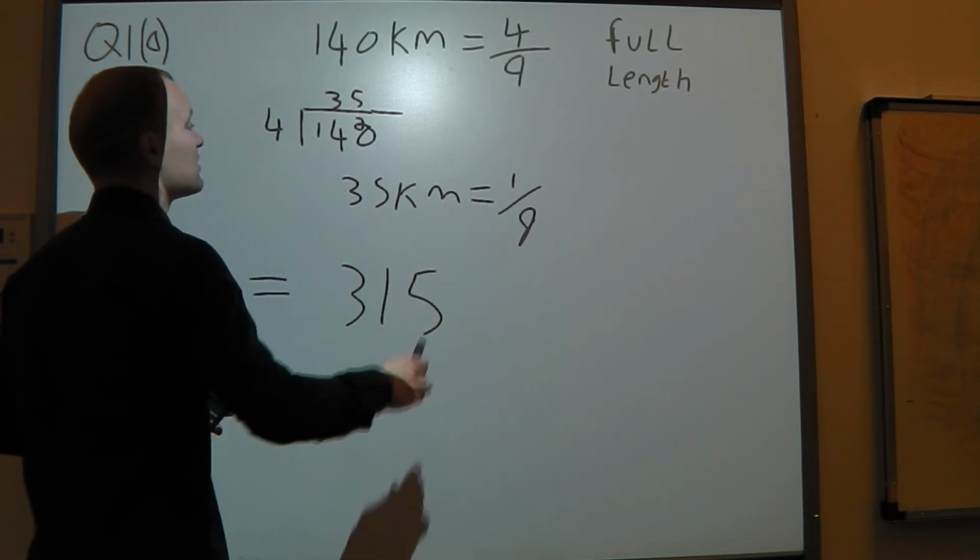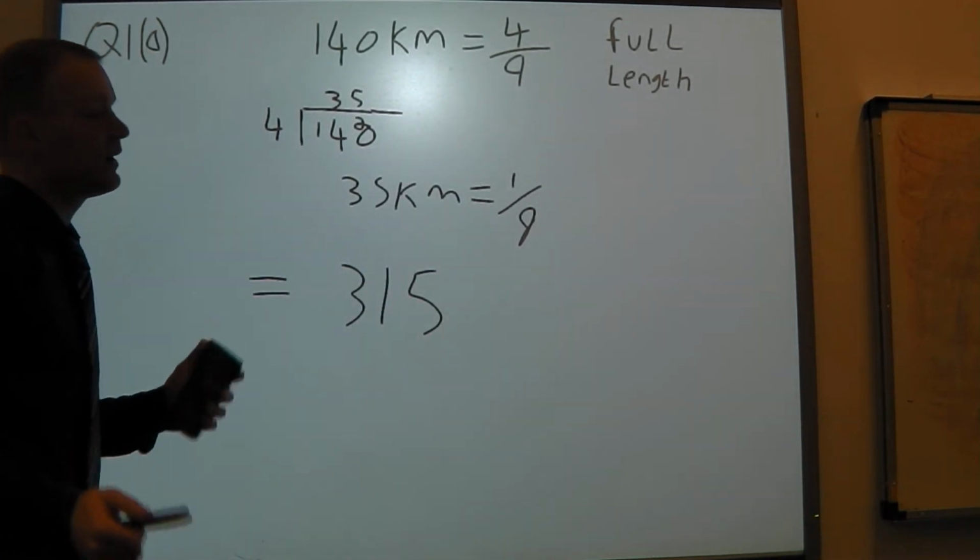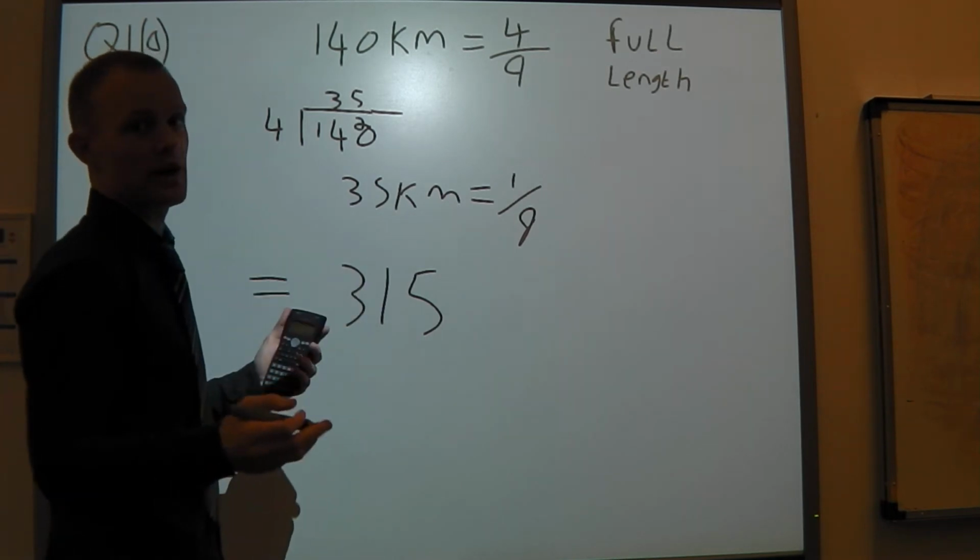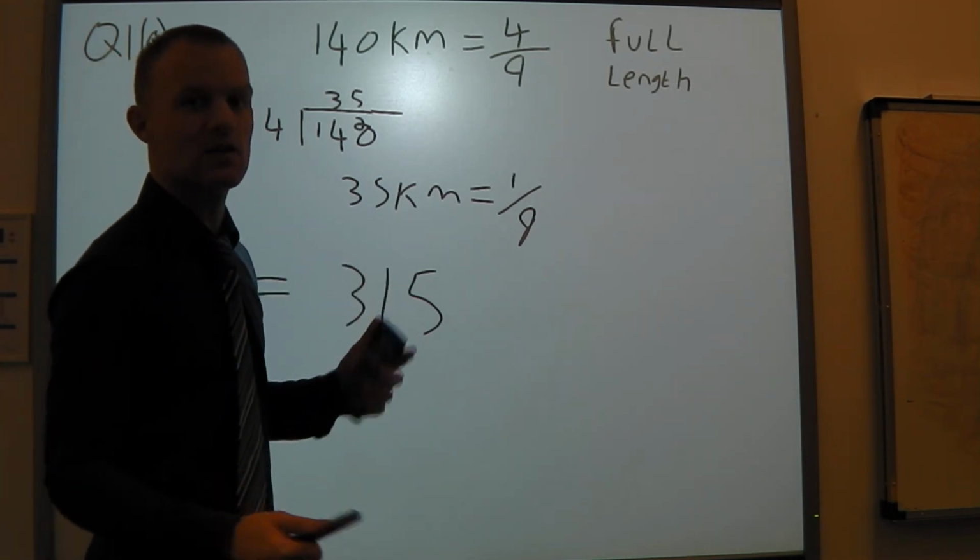So what we've done there is 140 kilometers was 4/9. We wanted 1/9, so we divided by 4. That gives us 1/9. Then we multiplied by 9 to give us 9/9, or the full amount.